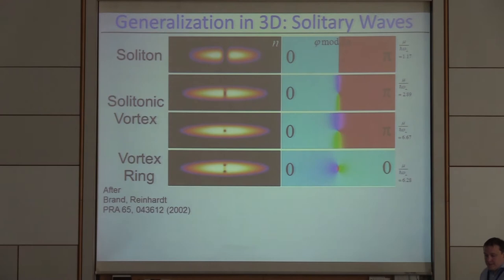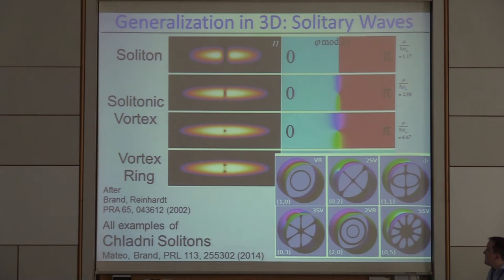Now, in three dimensions, what do we expect? Well, to get some intuition, we can use the Gross-Pitaevskii equation and see what happens in three dimensions. You get not only a planar soliton, you get vortices, you get vortex rings, you get even much more complicated configurations, as found out by Joachim Brand and his colleague. In fact, there is a zoo of excitations.